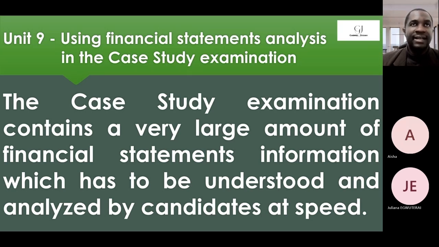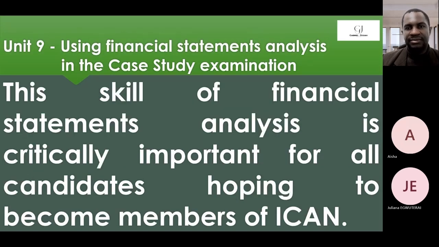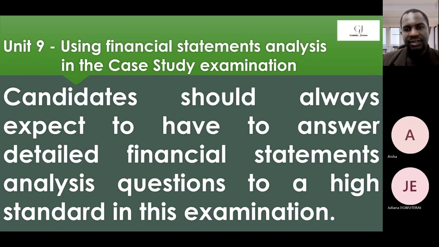And if you combine the unseen and the pre-seen, at minimum you have maybe 20-25 pages. So your reading and skimming through information must be very rapid and speedy. This is very important. So reading with speed is invaluable in the exams. The skill of financial statement analysis is critically important for all candidates hoping to become members of ICAN. Candidates should always expect to answer detailed financial statement analysis questions to a high standard in these exams.